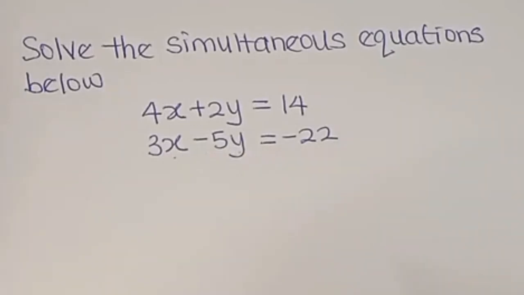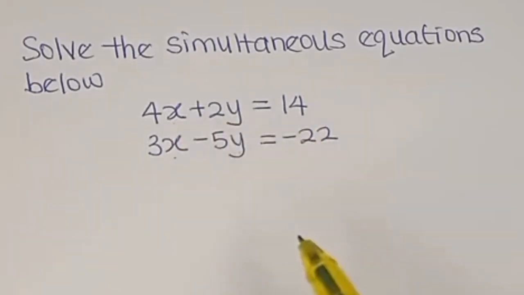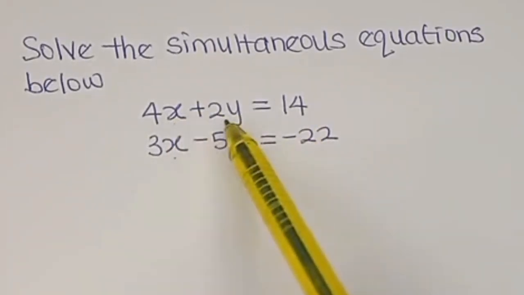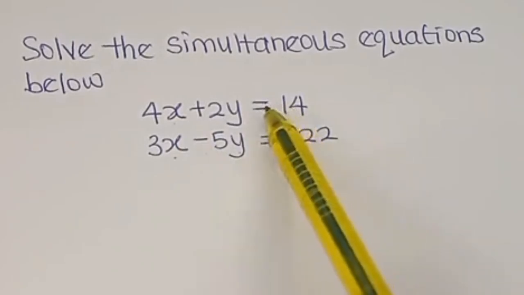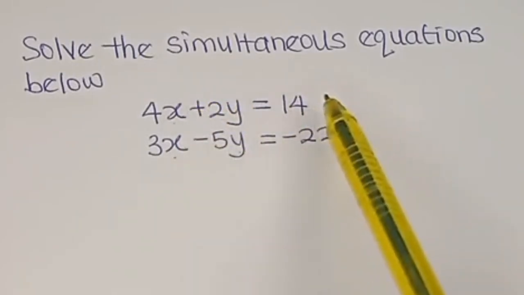So simultaneous equations are two or more equations that are to be solved together. Okay, they usually contain more than one unknown. So here we have the variables as x and y. So solving these equations means finding the values of x and y that make these two equations equal on the left side and on the right side.